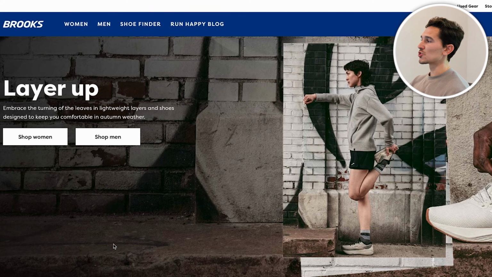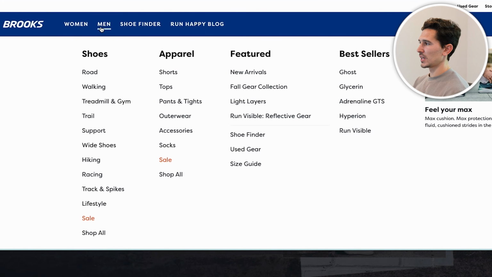So if you're selling shoes, I'm actually going to switch it up a little bit. I'm going to go with Brooks because Brooks really focuses on functional shoes instead of lifestyle shoes. So for Brooks, they could really easily break out their ad groups by most of what they have down here. Now, what you'll notice is some of these are really similar. Treadmill and gym is going to be extremely similar to walking and road. Trail is going to be really similar to hiking, right?